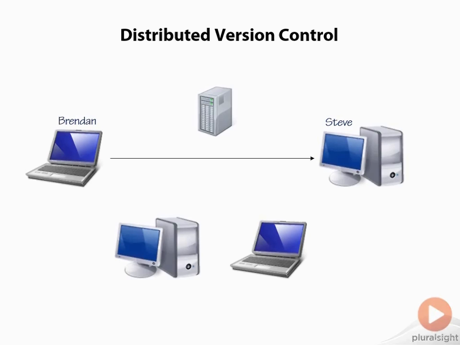When Brendan finishes his code, he pushes it to the central repository. Then, Steve is able to pull the final version of Brendan's code from the central repository. Since he was already using the code, he is able to finish his task, commit locally, and then he can push his changes back to the central repository.